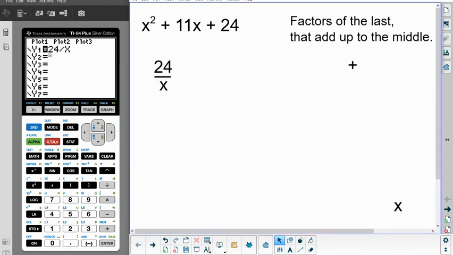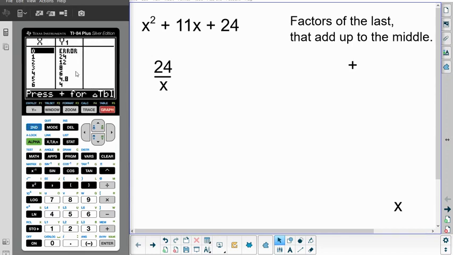Now to look at the factors, all I have to do after I have that equation in is go second and hit my graph button. Again, I'm using that table function. The second function of graph is table, and then it produces this table. You'll see that this very quickly produces all the factors of 24, because what's 24 divided by 0? Well, that's an error. What's 24 divided by 1? That's 24. What's 24 divided by 2? That's 12. What's 24 divided by 3? That's 8, and so on and so forth.